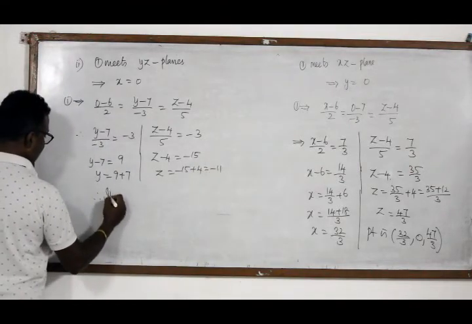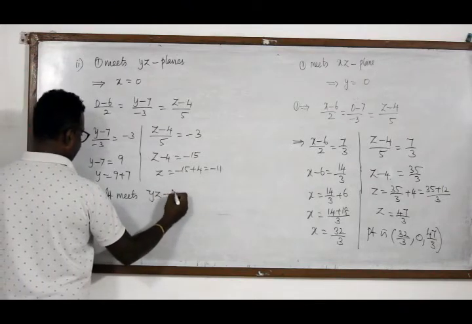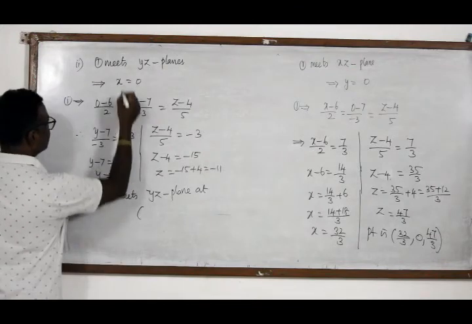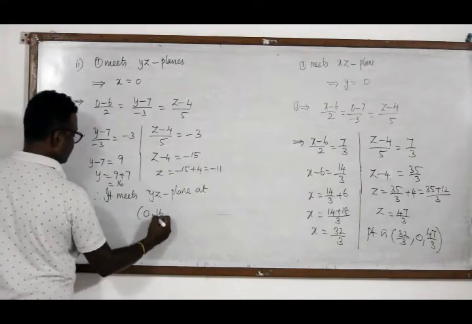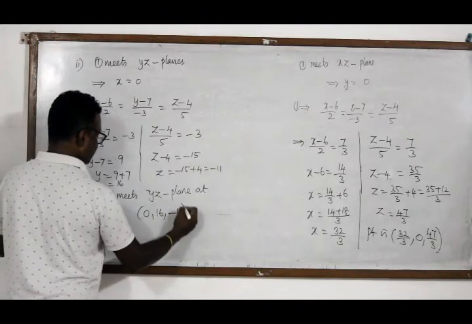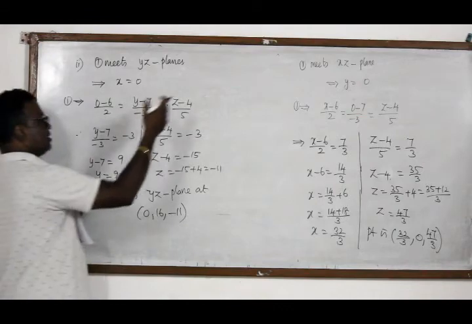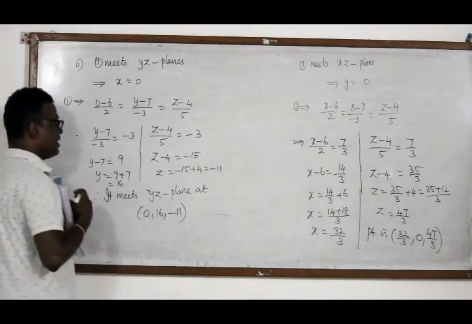Therefore, it means y is a plane at x is 0, y is 16 and z is minus 11. 0, 16, minus 11. So the line means x is a plane at this point, the line means y is a plane at this point.